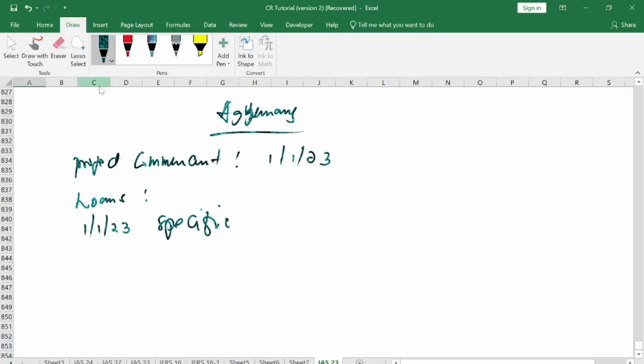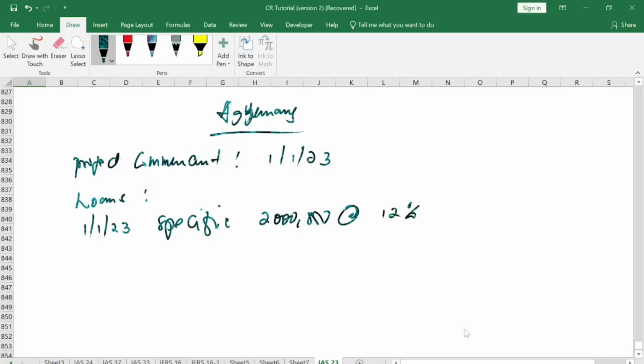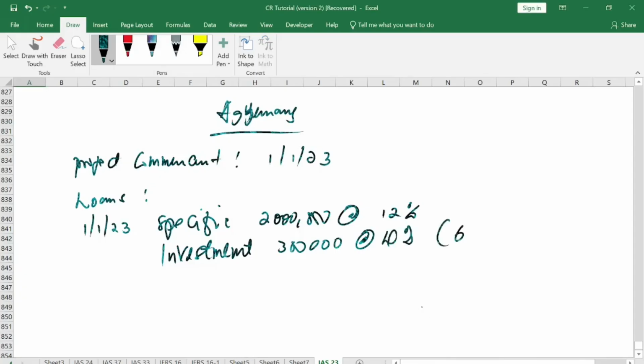It was 2 million at a rate of 12%. And then part of the loan was invested. It said that 300,000 was invested at a rate of 4% for 6 months.